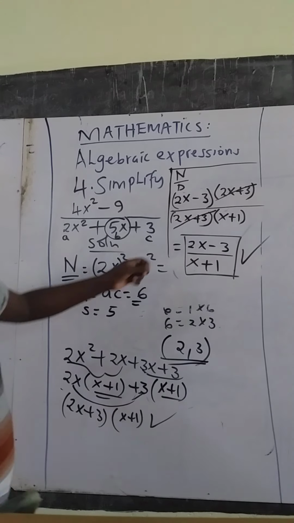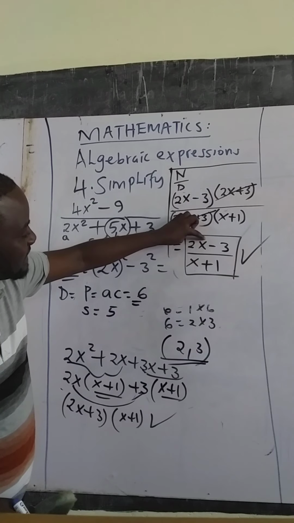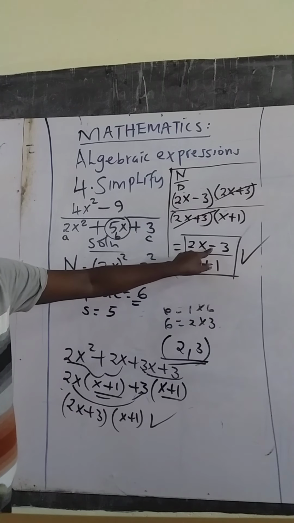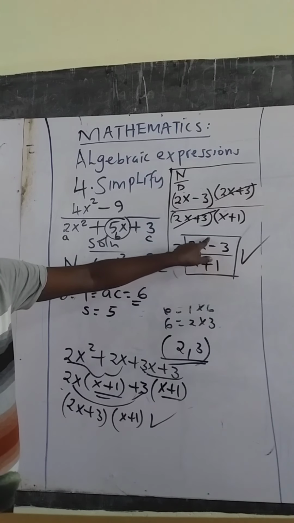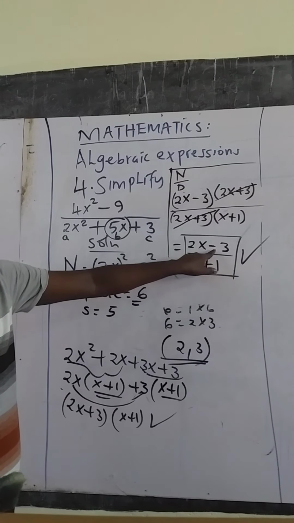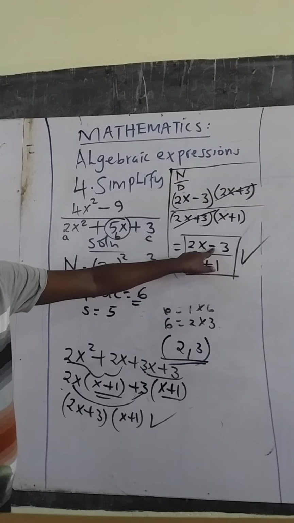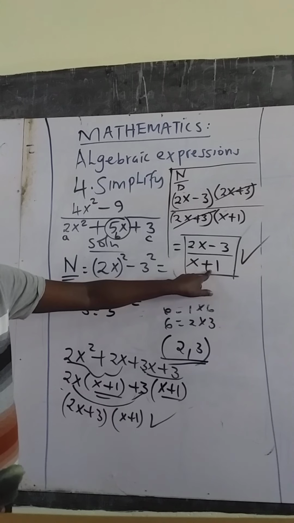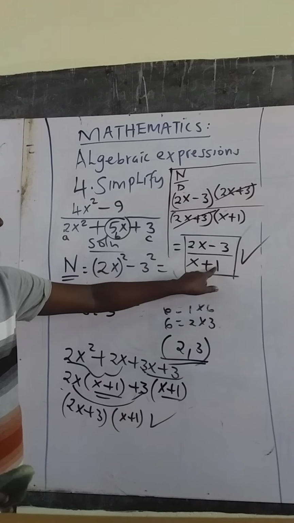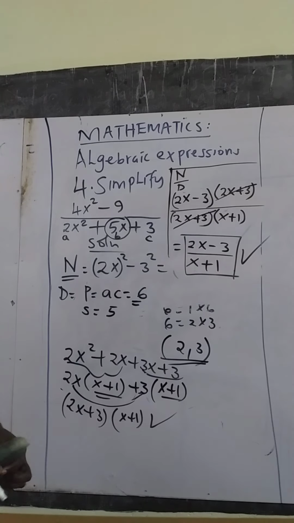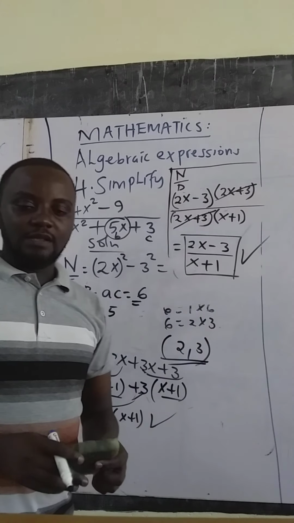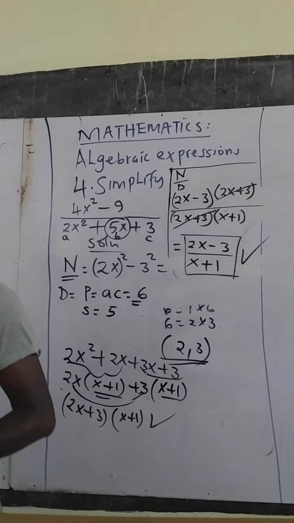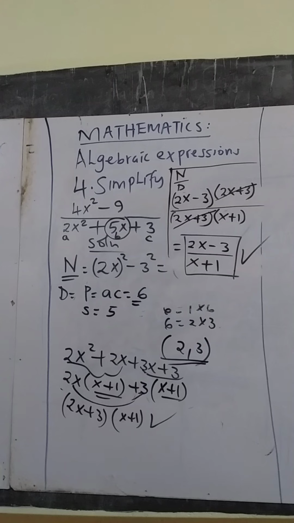Now, avoid making a mistake whereby you simplify this x with this x. You can't cancel the numerator and the denominator when the operation symbols are negative or positive. Leave your answer like this. This is the answer. Then the last example for today.